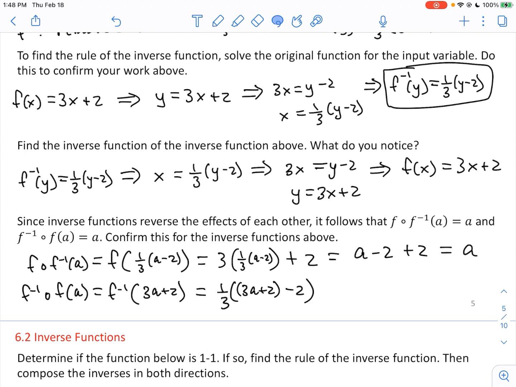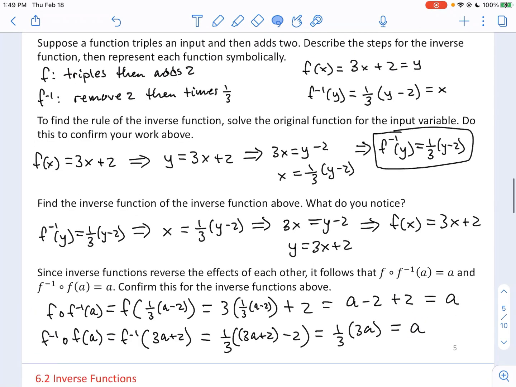Now I can remove those inner parentheses and cancel the 2's. So an intermediary step would just be doing 1/3 of 3a. And a third of 3a just goes right back to a. If I started with a and I plugged it into f and then I plugged that into f inverse, I get right back to a. This will always happen when you have two inverse functions. Their composition cancels each other.